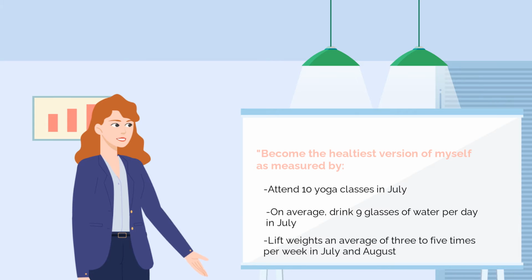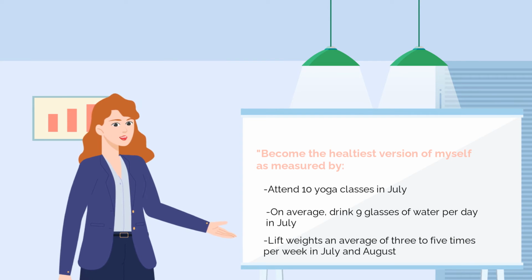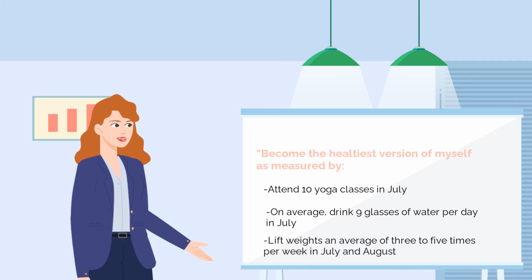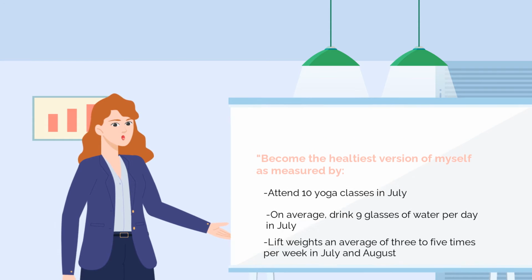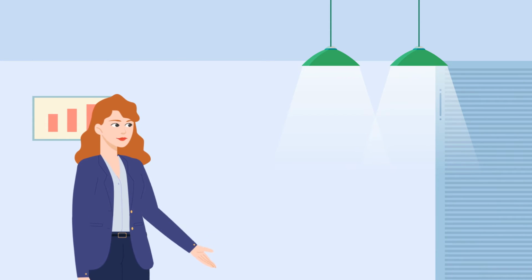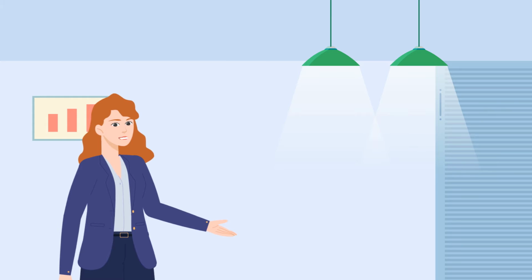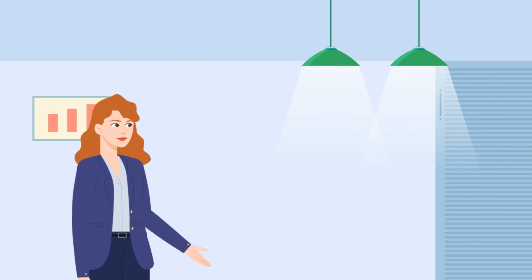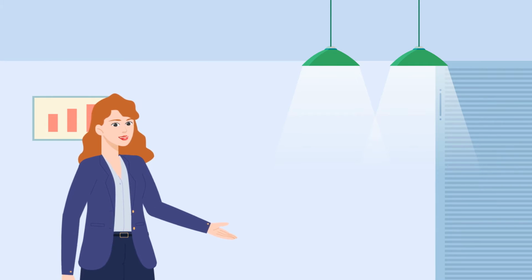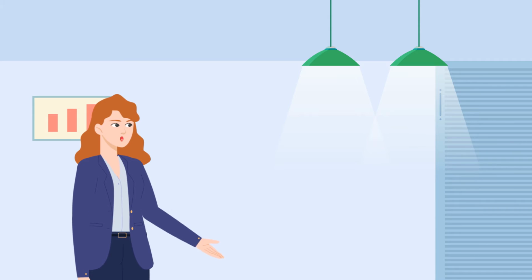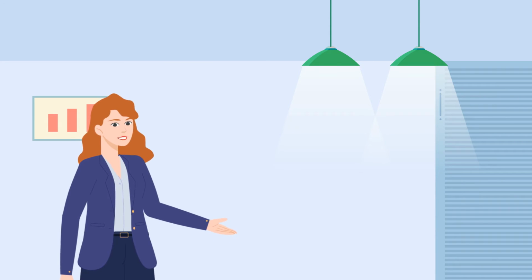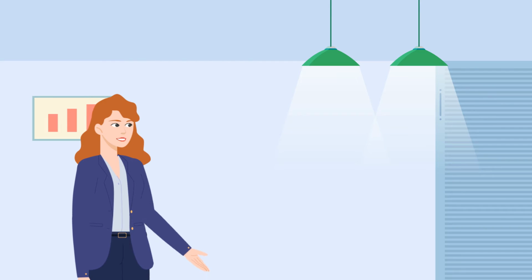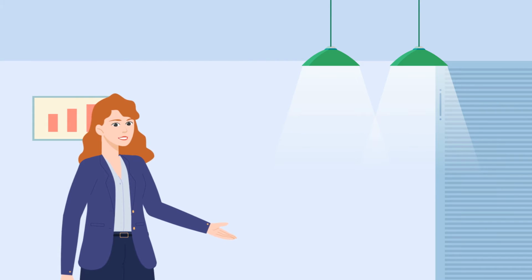In this example, getting into shape is the where you want to go, and how often you do yoga, drink water and lift weights are how you'll know if you got there. Now that we have broken down the basics of OKRs and illustrated it with simple examples, you are ready to design powerful OKRs with your team. Always remember that an objective is a qualitative statement while key results are quantitative, specific, time-bound and measurable.